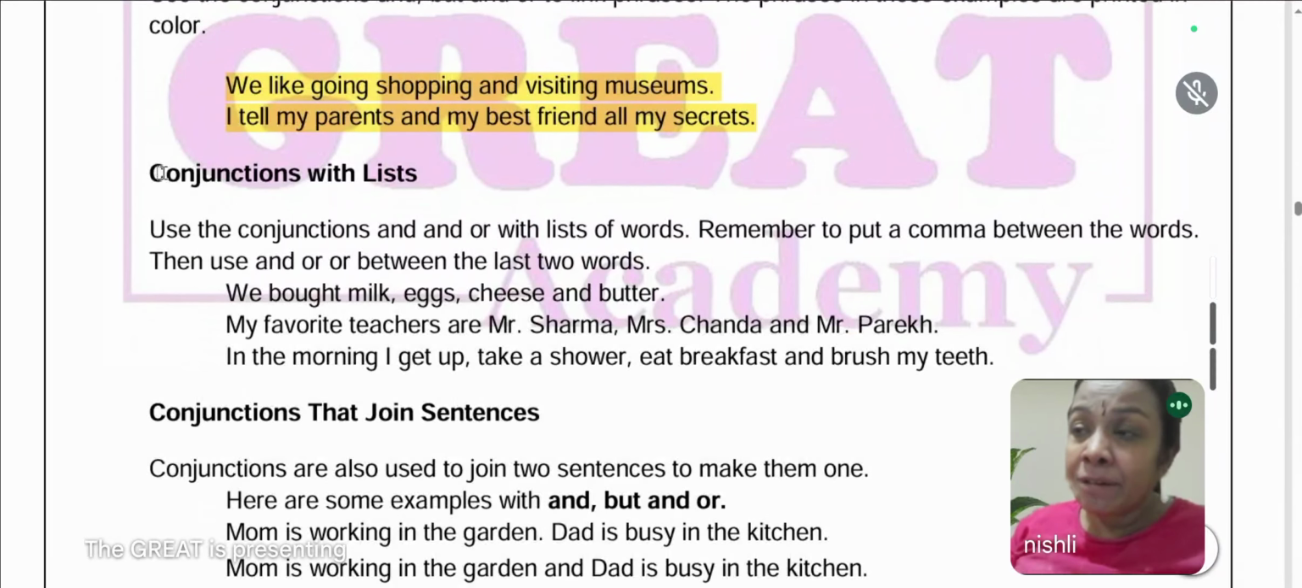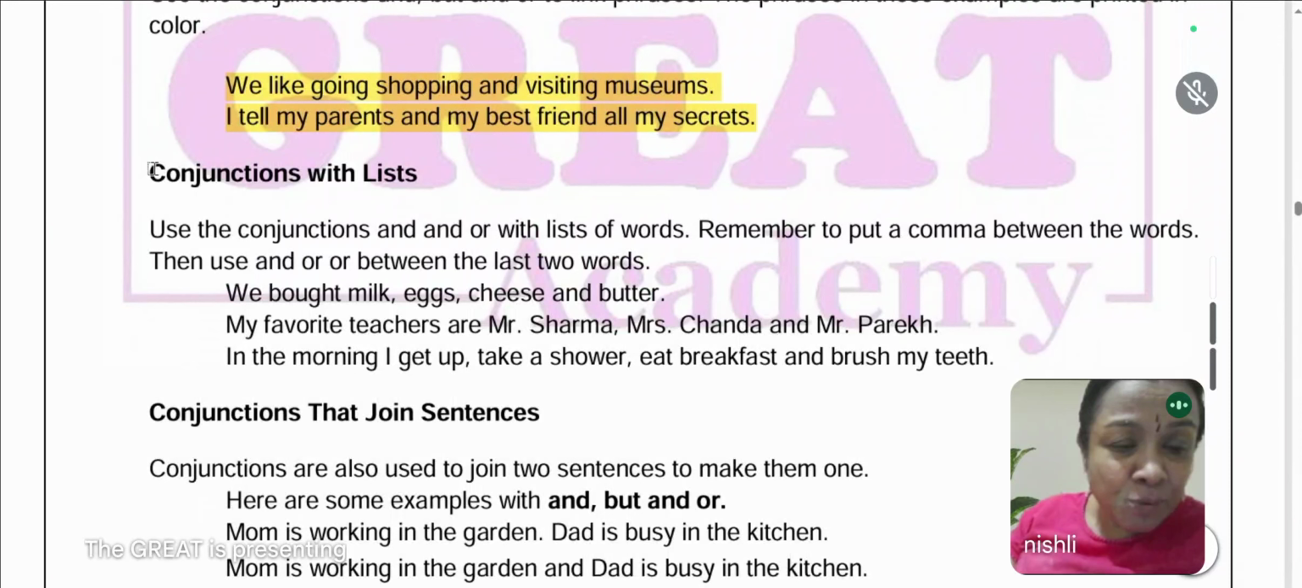I like to sing and dance. So you're doing two activities, sing and dance. I like to shop and dine out. Dine out means going out for lunch or for dinner. So that is two activities at the same time, so you have to use the word and. I like tea and coffee. So and is used because you like two beverages, tea and coffee.